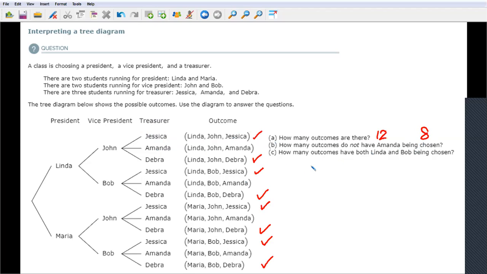The third question we're being asked for this problem is how many outcomes have both Linda and Bob? So if we take a look at that, we've got these 6 outcomes here that have Linda. And out of those 6 outcomes where Linda is the president, 3 of those outcomes have Bob as her running mate for vice president. So that is some examples there for interpreting a tree diagram.